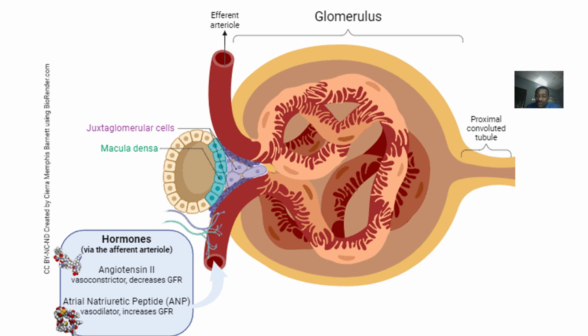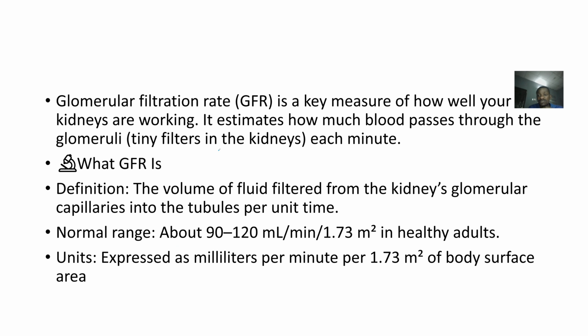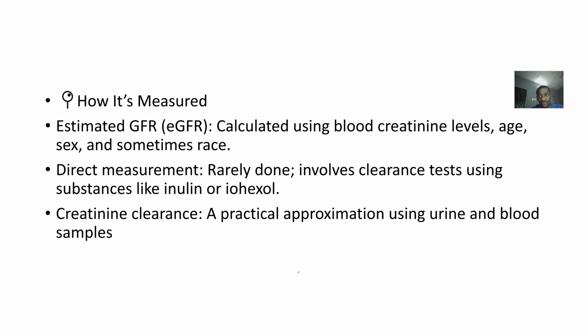Of course, if the kidneys are not fine, it will not go on as smoothly as I'm describing. So it estimates how much blood is passing through the glomeruli and how much of it actually gets filtered out as urine and excreted. It's the volume of fluid filtered from the kidney's glomerular capillaries into the tubules per unit time. The normal range should be about 90 to 120 mL per minute per 1.73 m² in healthy adults. So it's expressed as mL per minute per 1.73 square meters of body surface area.